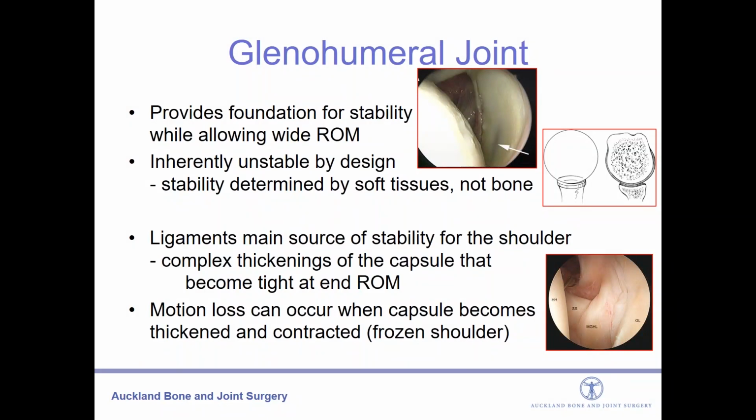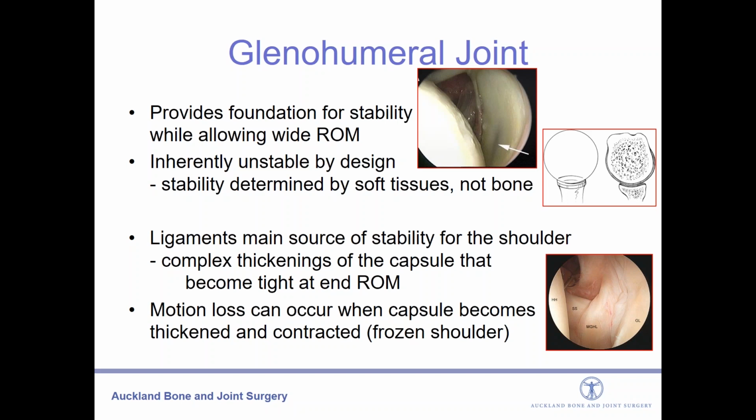I'll just start with a little bit of the basics, a little bit of anatomy, because with regard to pathology in the shoulder and shoulder pain, it is very important to understand the anatomy, because that helps us understand where pain might be coming from. The joint itself, by design, has to be inherently unstable. It's the most mobile joint in the body, so therefore it has to have a degree of instability. And the stability is therefore determined by the soft tissues, not the bone. And there's two parts of that.